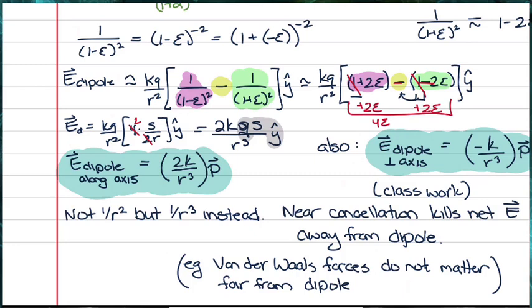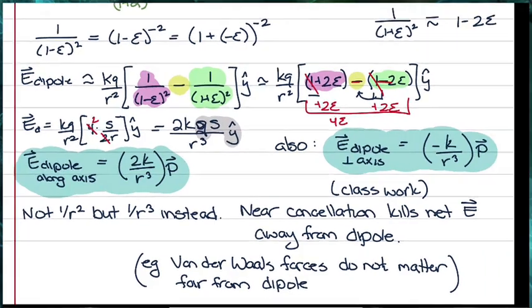But note, it's not a 1 over r squared, right? We've been seeing 1 over r squareds everywhere. For a dipole, when you're really far away, those charges kind of cancel one another, because they're kind of on top of one another. The electric field drops off not as 1 over r squared, but as 1 over r cubed. So it drops off faster.